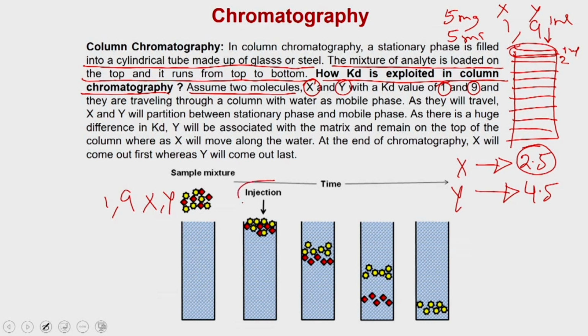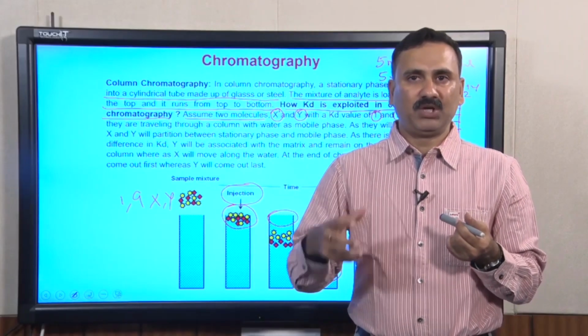and if you start in the beginning, the X and Y will remain on the top, but once you run this column for a longer period of time, the Y will bind to the beads, and that is how it will remain on top of the column, whereas the X molecules are going to travel faster with the aqueous phase, and that is how X will come out first and subsequently Y will come out. That is why the Kd values are distributing the molecules between the two phases, and that is how they control the overall separation.